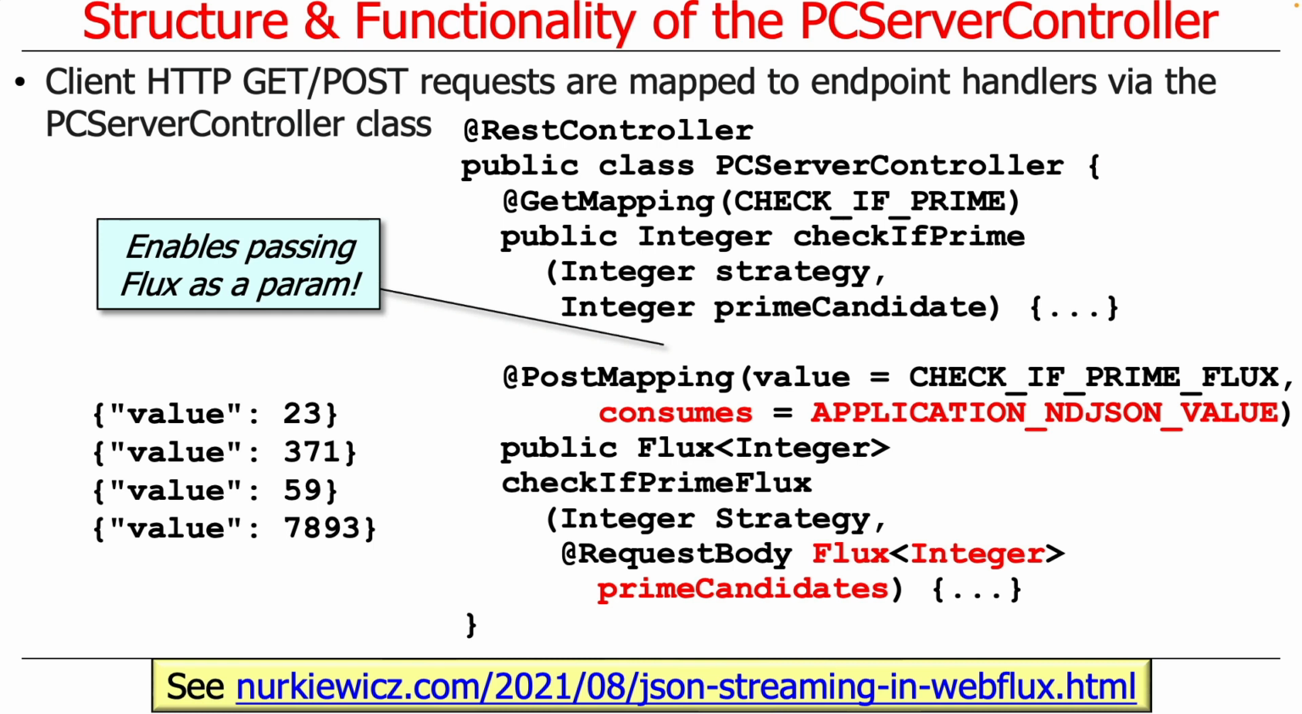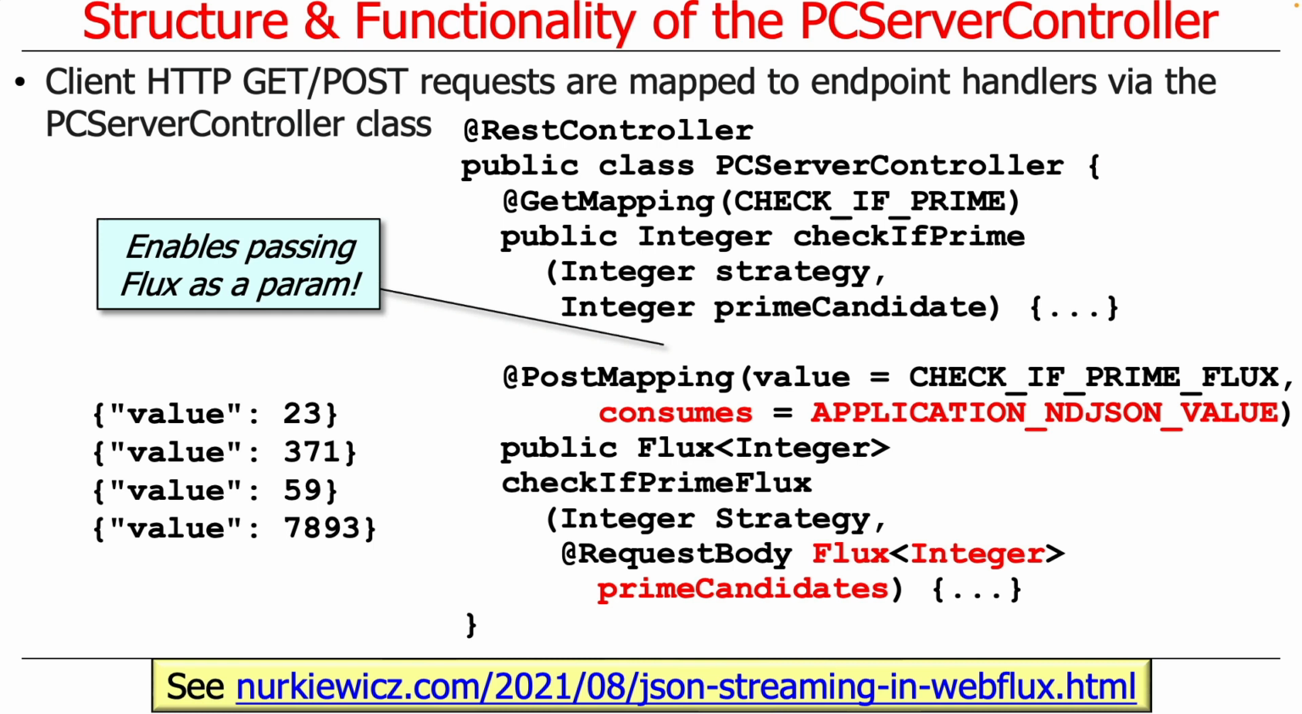You'll see that we have another annotation here, or a variant of an annotation, part of the annotation, called consumes. This is part of the post mapping. And what this says is that this particular method consumes the data that's sent to it in application newline delimited JSON format. What the heck is newline delimited JSON format, you might ask? Well, you can read about it in more detail in the link at the bottom of the slide.